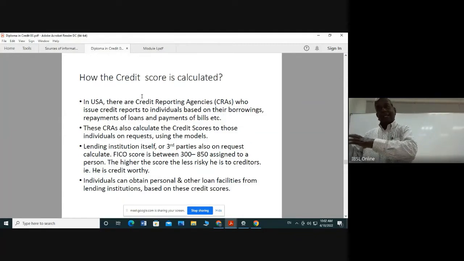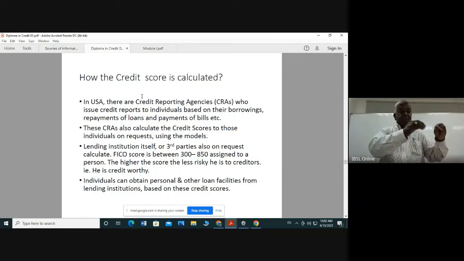So they are the CRAs, credit reporting agencies. They provide the credit reports to the customers, as well as the credit scores on request to the customer. At the same time, the banks also have their own system to calculate the credit scores of the particular person. You can use it anyway. In the USA, there are credit reporting agencies who issue credit reports to individuals based on their borrowing, repayment of loans, and payments of bills, etc.